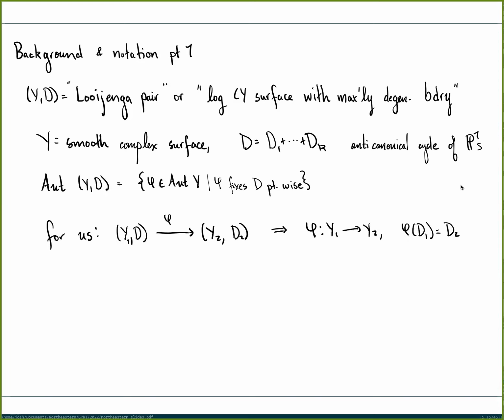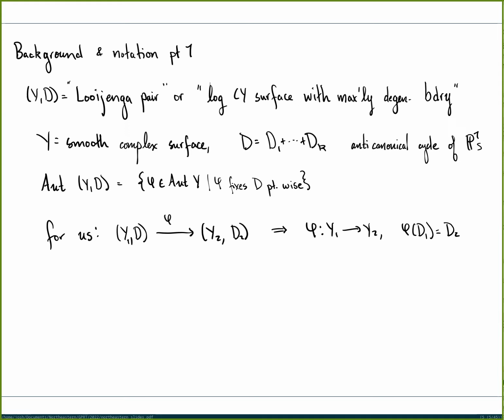Some more notation. When I talk about the automorphism of such an object, a Y comma D, that's a phi in the automorphisms of Y, and I demand that phi fixes the divisor D pointwise. So sort of at infinity, it acts as the identity. And moreover, a morphism of these objects is going to be some map Y1 to Y2, a regular morphism. And I'm going to demand that it sends D1 to D2, but these don't necessarily have to be biholomorphisms the way I've set it up here.